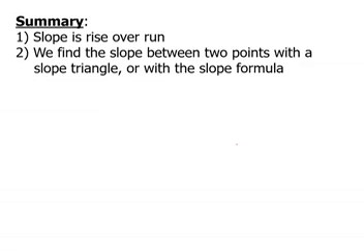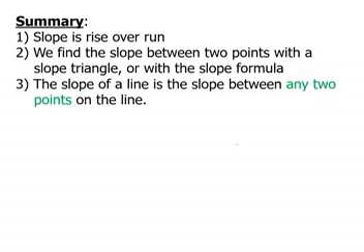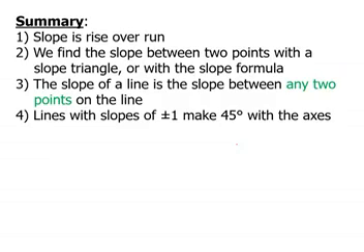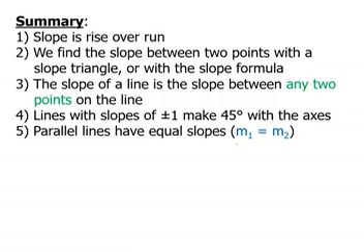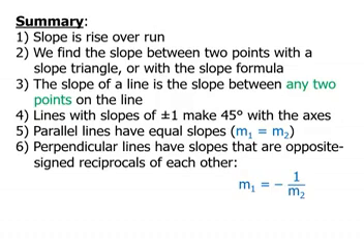In summary, slope is rise over run, and that is a very powerful definition. It lends itself well to slope triangles. We find the slope between 2 points with a slope triangle or with the slope formula, and again, thinking about the geometric and numerical perspectives is very, very helpful with slope. The slope of a line is the slope between any 2 points on the line. Lines with a slope of plus or minus 1 make 45-degree angles with the axes. Parallel lines have equal slopes, and perpendicular lines have slopes that are opposite sign reciprocals of each other.